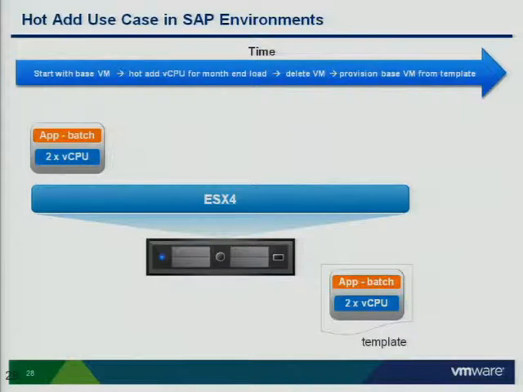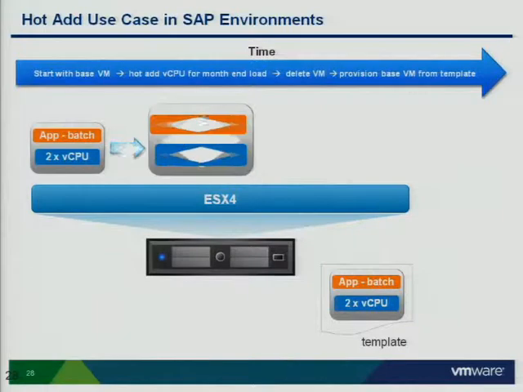Then what you'll typically see with fluctuating SAP workloads is that month end comes in and the batch activity increases, so you can hot add without downtime. You can hot add 6 virtual CPUs, and then wait until month end processing completes. At the beginning of the next month, you've got an oversized app server. What you can't do is hot remove; that's currently not supported by the guest OS, I guess, due to corruption.